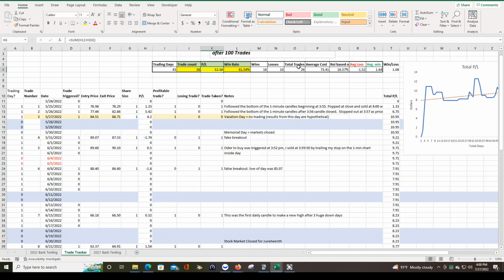And all of this is kind of redundant. It's just for collecting the data. Our average cost, I think I need to update. No, that's updated now.